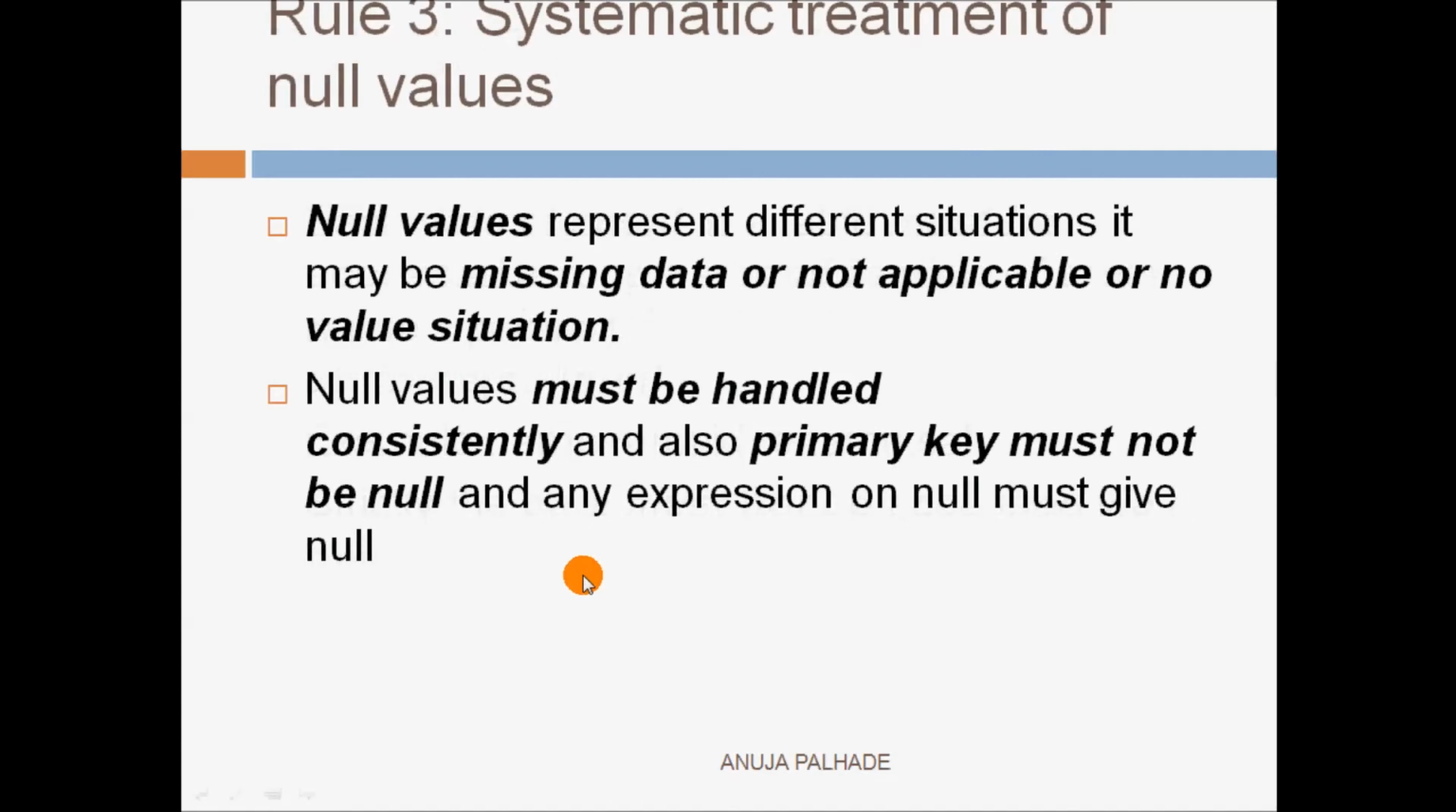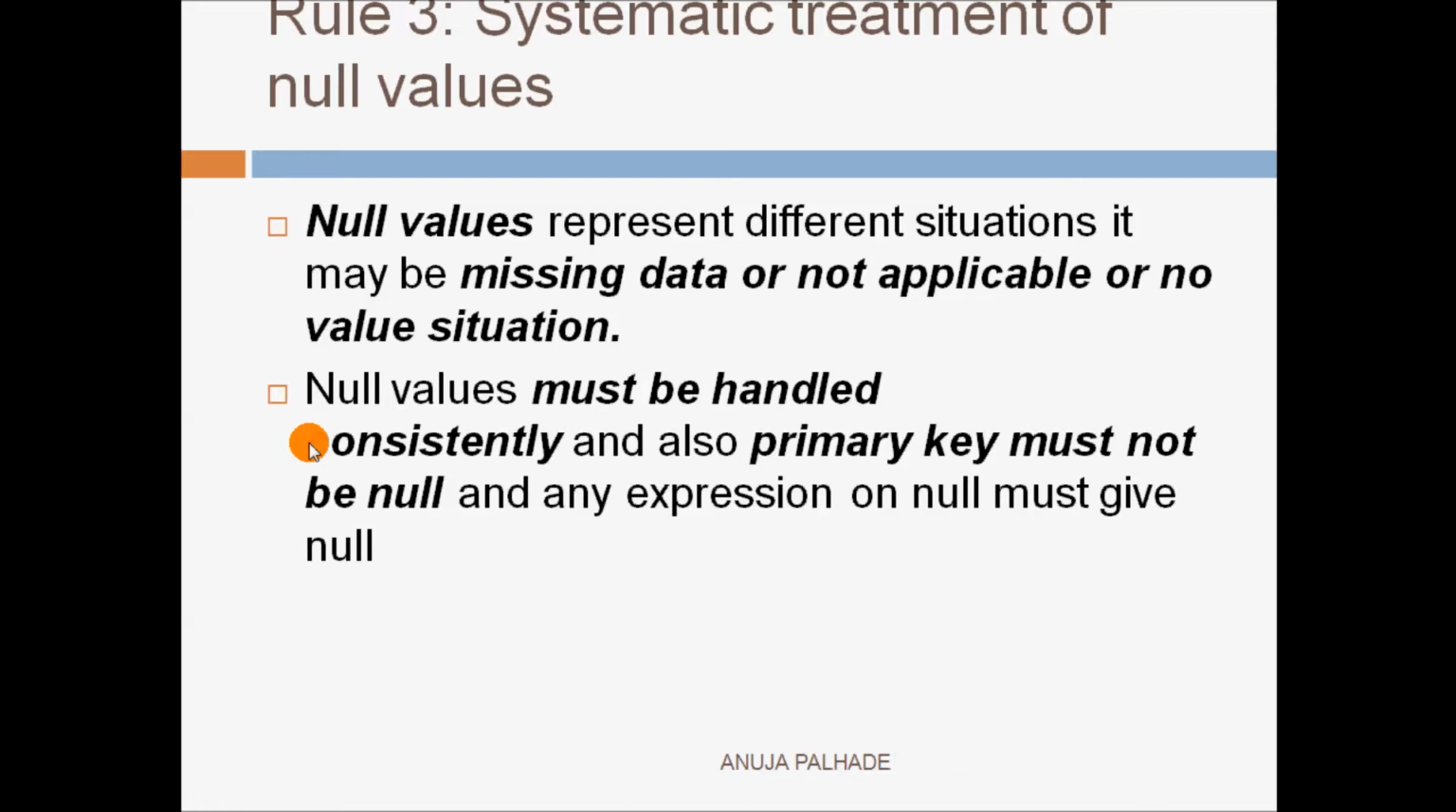Rule 3, systematic treatment of null values. Null values represent different situations. It may be missing data, not applicable, or no value situations. Null values must be handled consistently, and also the primary key must not be null, and any expression on null must give a null. It means the null values in the database must be given a systematic and uniform treatment.